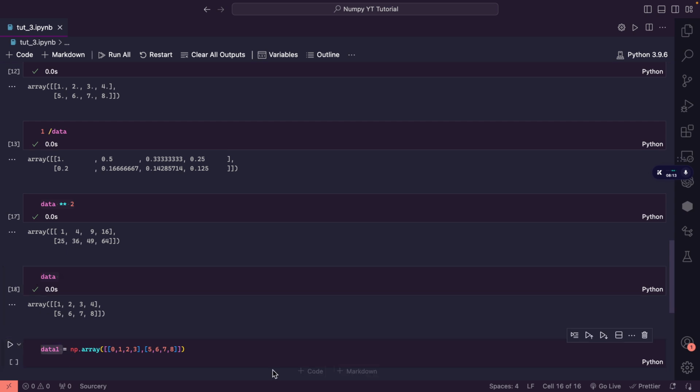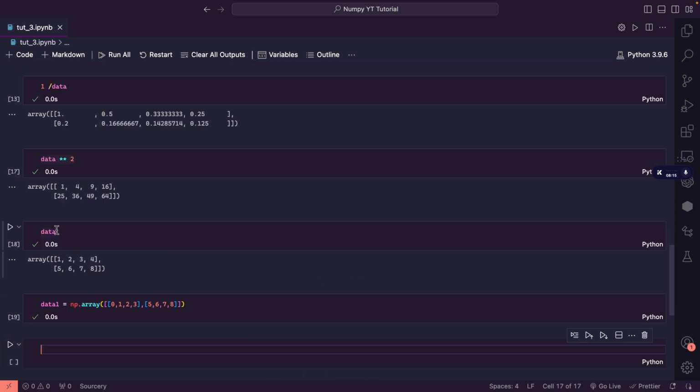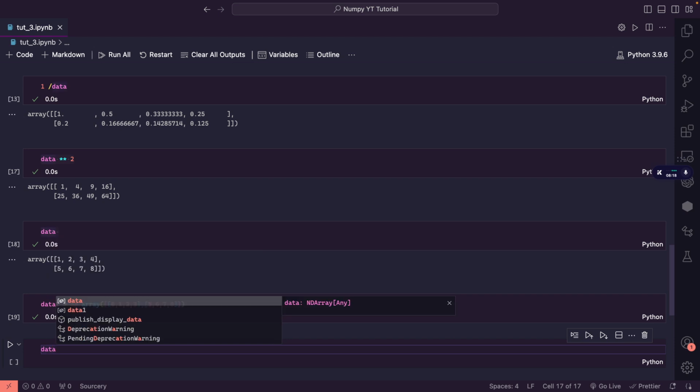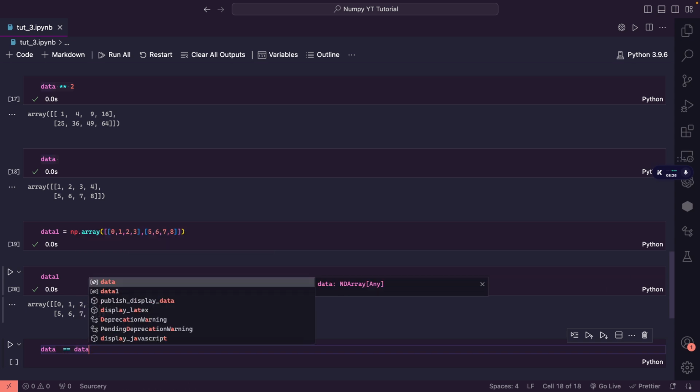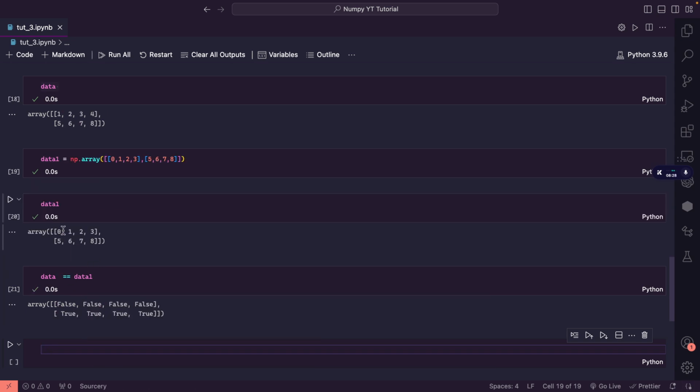Now we want to check something: is this data equal to this data? Both of them are the same. Actually, let's see data one. Data one looks like this. So, are they the same? Data equal to data one. We can see that it is comparing element wise. What is happening is that one is compared to zero. Are they equal? No. Two equal to one? No. Three equal to two? No. Four equal to three? No.